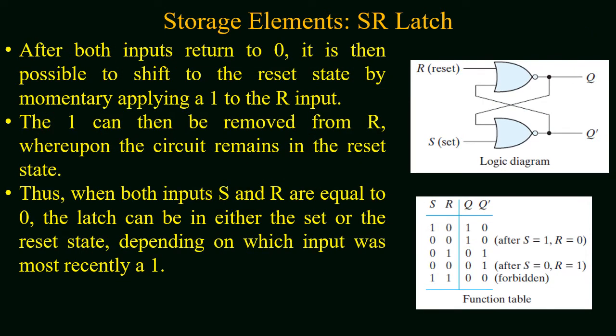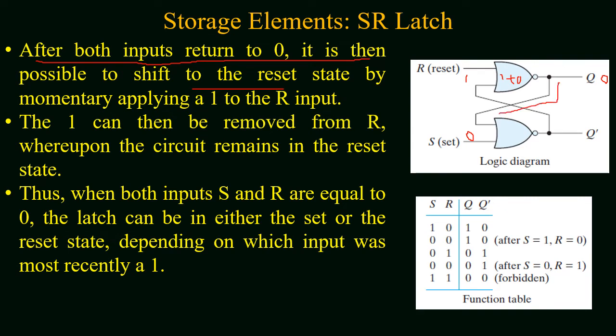Now once both the inputs are 0, we can reset the SR latch by applying 1 at the reset input and 0 at the set input. When R equal to 1 is applied, the output of the OR gate will be 1, and after the inverter, the Q output will be equal to 0.